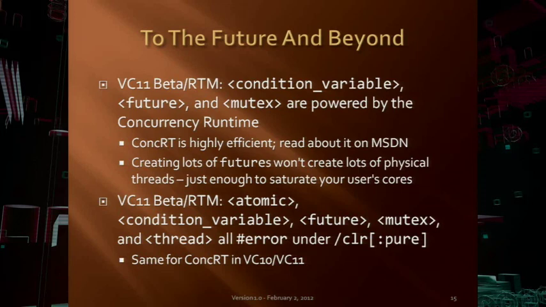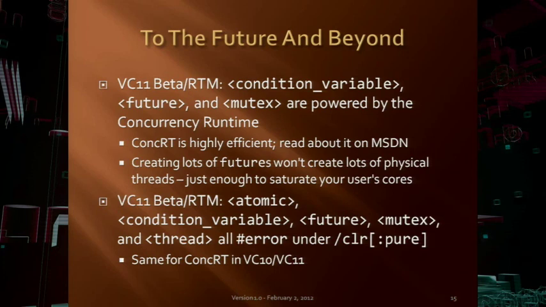ConcRT, it would take a whole other presentation to go into what it does, but it's a highly efficient cooperative blocking, cooperative scheduling implementation, and you can read about it in MSDN. There's a whole node of topics about how they work their magic, and now that's going to be powering std::future and condition variable and mutex. Well, what does this buy for you?